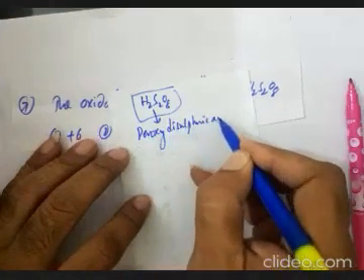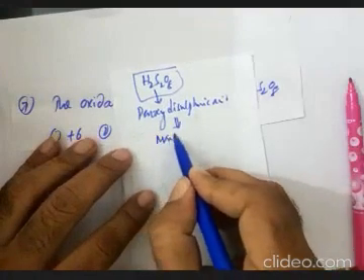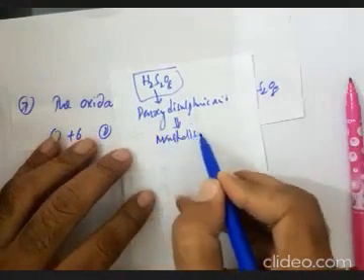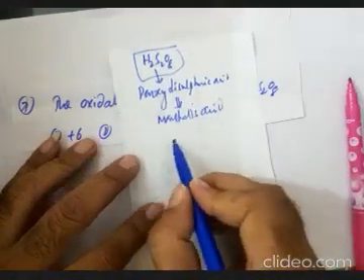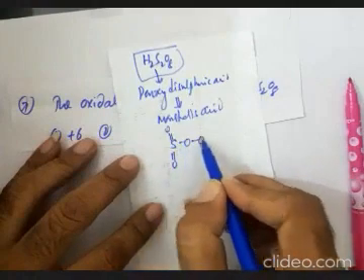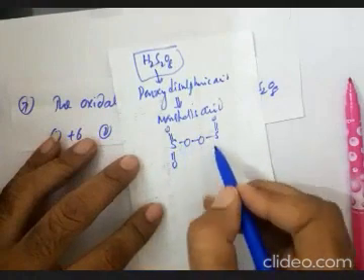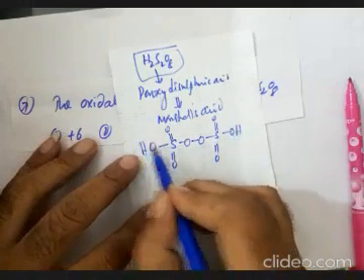Peroxydisulfuric acid, also called Marshall's acid. Its structure is this. This is the structure of peroxydisulfuric acid.